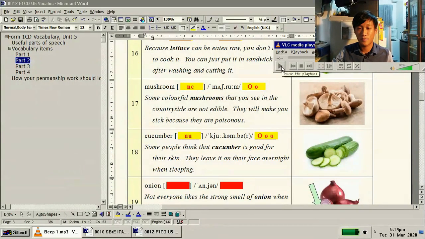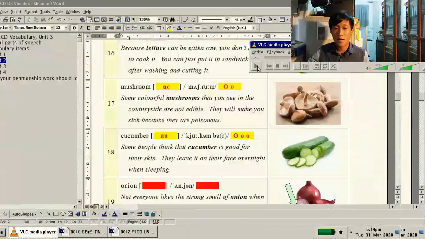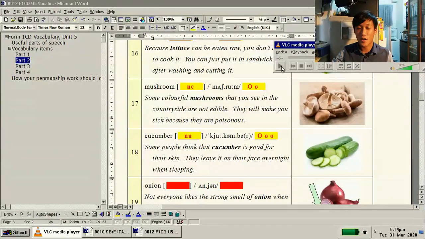Cucumber. Some people think that cucumber is good for their skin. They leave it on their face overnight when sleeping.